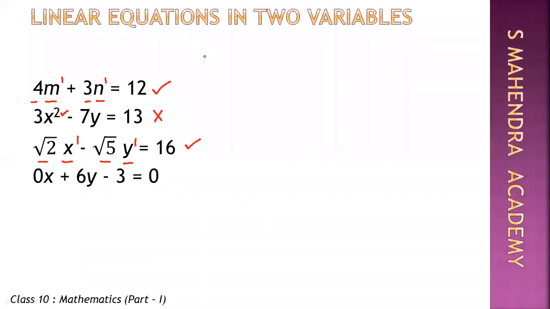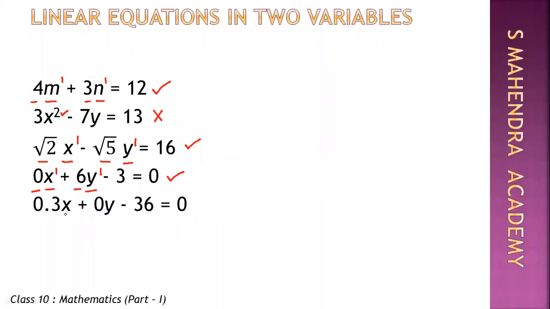In this equation, the variables are x and y with degree 1 and the coefficients are 0 and 6. Both are real numbers. Here, the coefficient of x is 0, but the coefficient of the other variable, that is y, is 6. Therefore, this equation satisfies the condition and we can call it a linear equation in two variables.